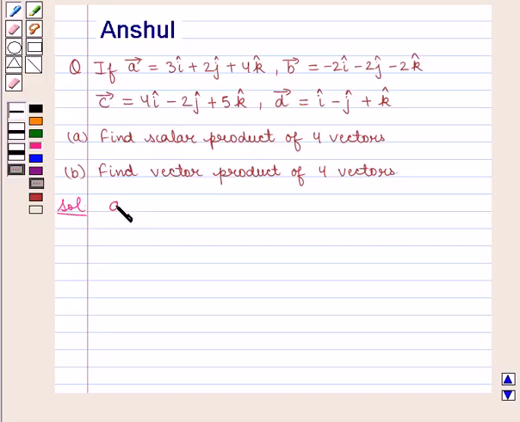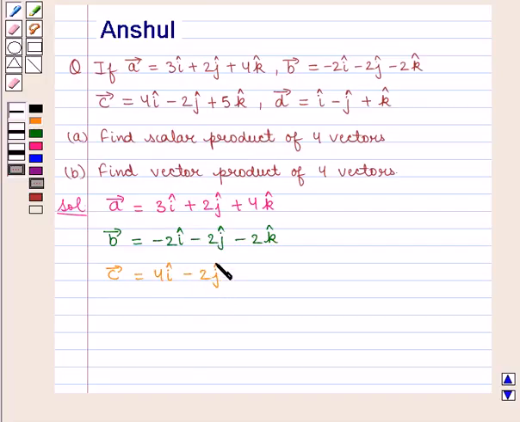We are given vector A as 3i cap plus 2j cap plus 4k cap, vector B as minus 2i cap, minus 2j cap, minus 2k cap, vector C as 4i cap, minus 2j cap, plus 5k cap, and vector D as i cap, minus j cap, plus k cap.